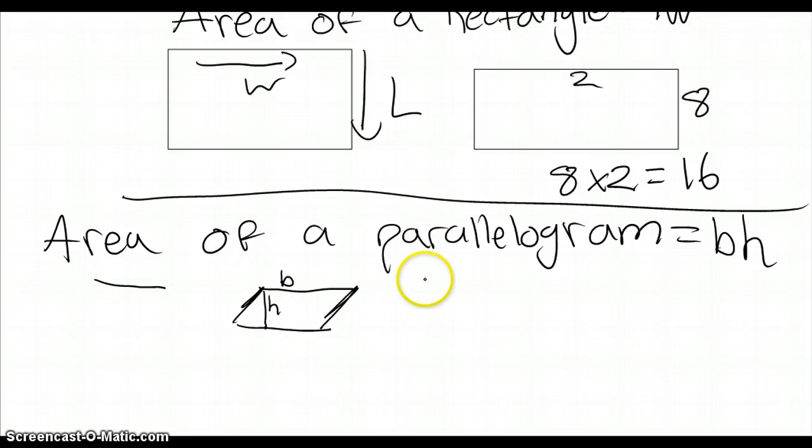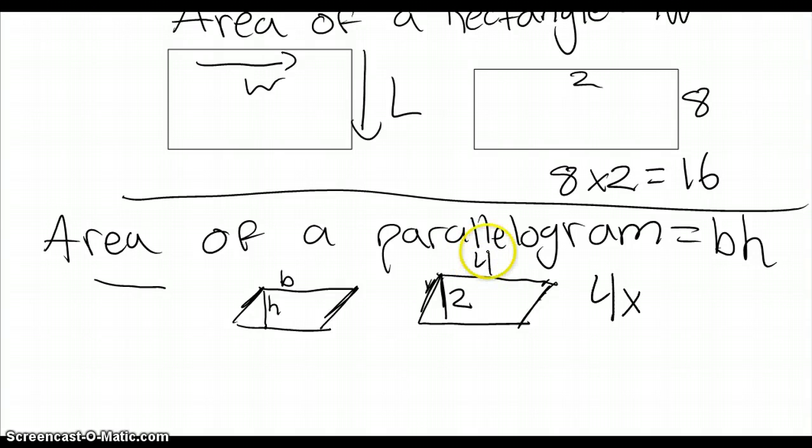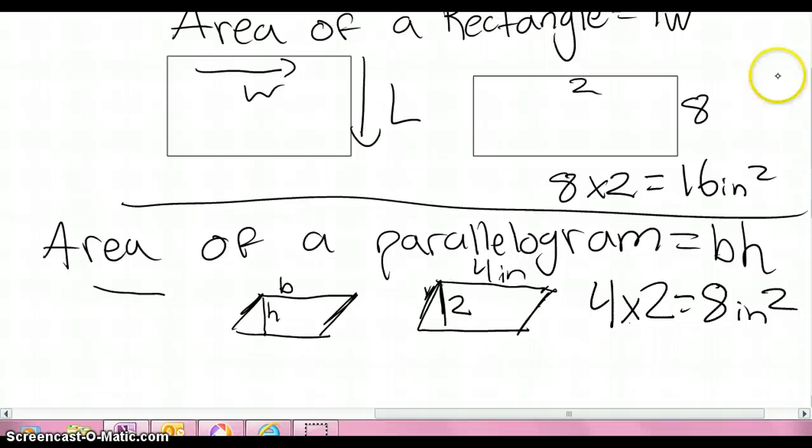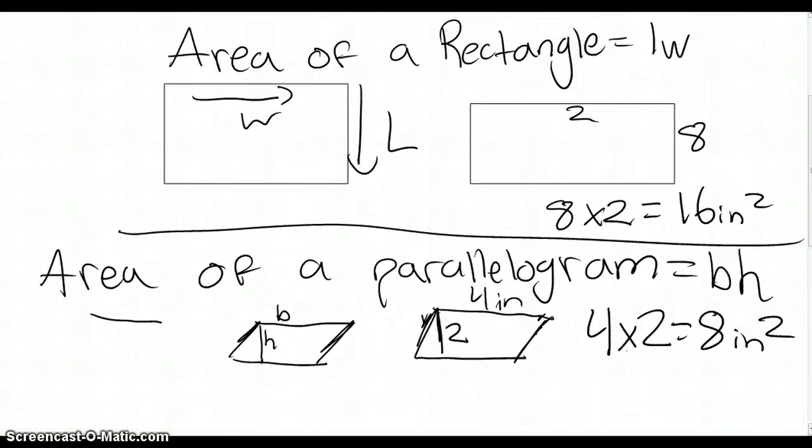So if we have our parallelogram and we do base times height, let's say the height is 2 and the base is 4. You would do 4 times 2, and you would get 8. And if this is inches, you would get inches squared. And up here, if this was inches, you would also get inches squared.